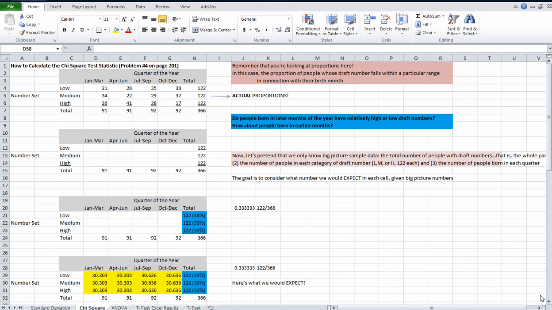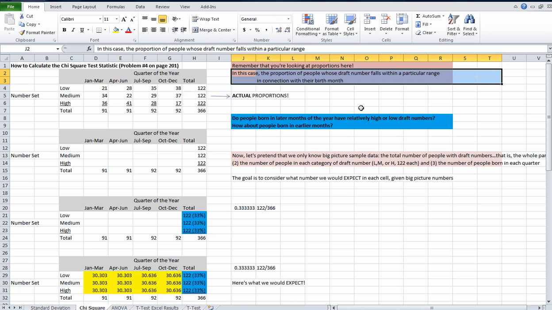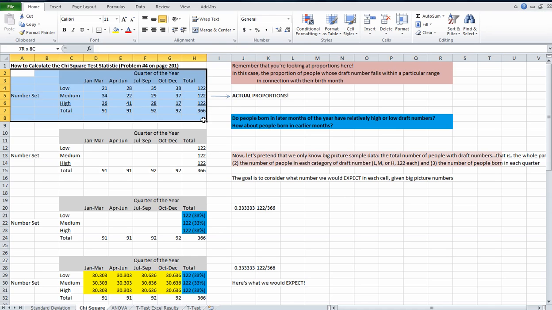Okay, what we're going to do now is calculate the chi-square test statistic. We're going to use example problem 4 on page 201. It blends from page 201 to 202. The exercise looks at the proportion of people whose draft number falls within a particular range, that is, whether it's a high number, a medium level number, or a low number, in connection with somebody's birth month. This is the data, basically recreated from the book.